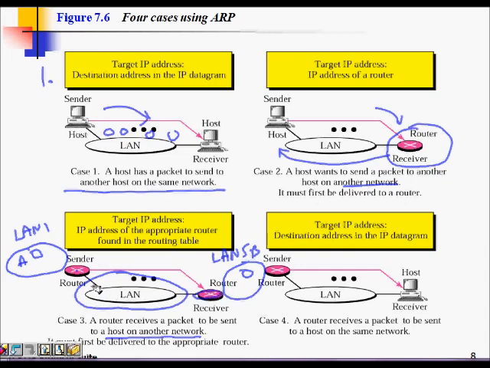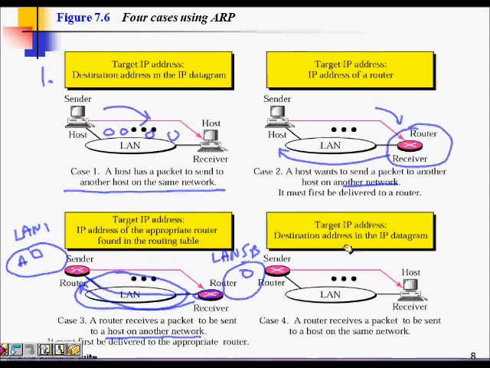So this router needs to know the MAC address of the router which is connected to LAN B. So it will send a broadcast request with the router's IP address, saying, which particular router has this IP address, please send me your MAC address so that I can forward you the packets. This is the third case.